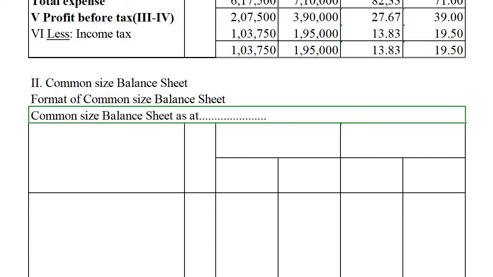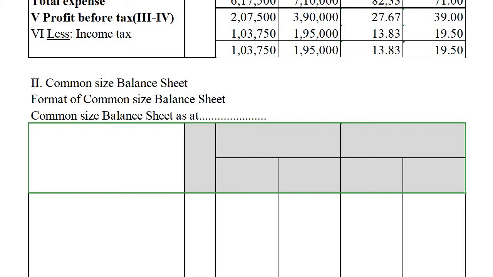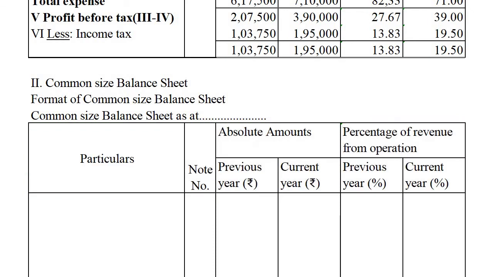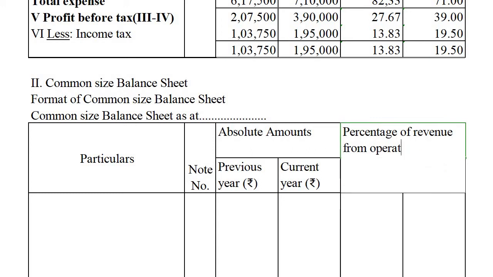That is the speciality of common size balance sheet. So here is the format: common size balance sheet, as at 31st March 2020 and 31st March 2019. So let us see which are the column headings. See, particulars, note number, absolute amount for the previous year and current year, percentage of the total, not revenue from operation.